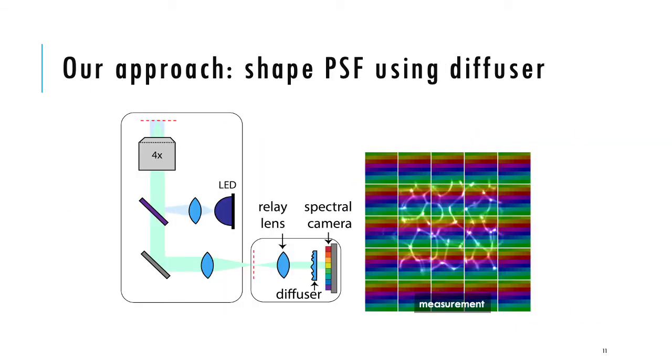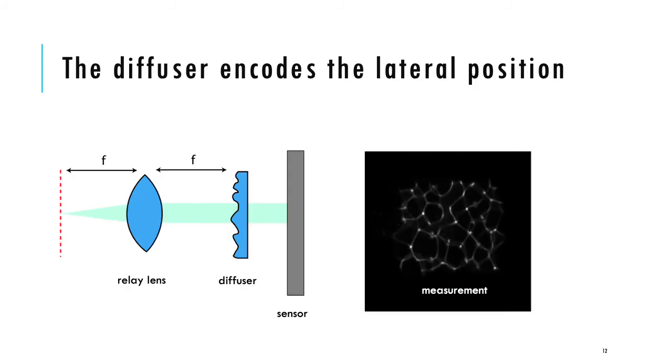Our approach is to use a diffuser to purposely spread and shape the light from a single point. We do this by placing the diffuser in the Fourier plane of the imaging system using a relay lens. Now, let's take a look at how we model this optical system for our reconstruction algorithm. First, the diffuser helps encode the lateral position of the points in the image plane of the microscope. Each point in the scene creates this caustic pattern onto our sensor, which then becomes our measurement.